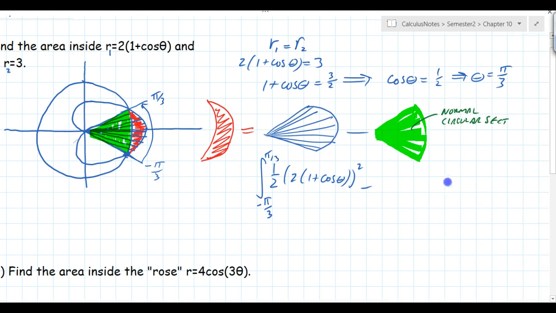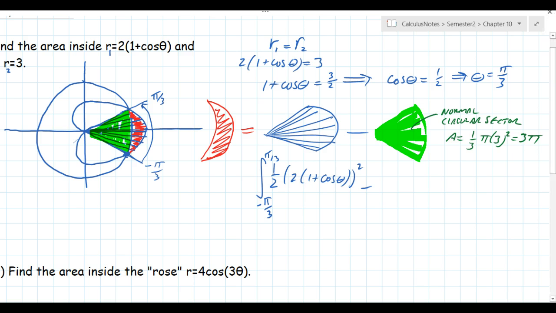And so its area is, what fraction of the circle is that? If it goes from negative pi over 3 to pi over 3, how many degrees would that be? 120 degrees, so that's 1/3 of the circle. So we do 1/3 of pi times the radius squared, and that is 3 pi. So we can get that area without using calculus because it's just a circle.